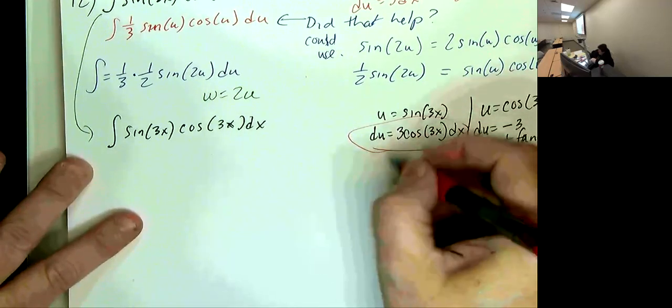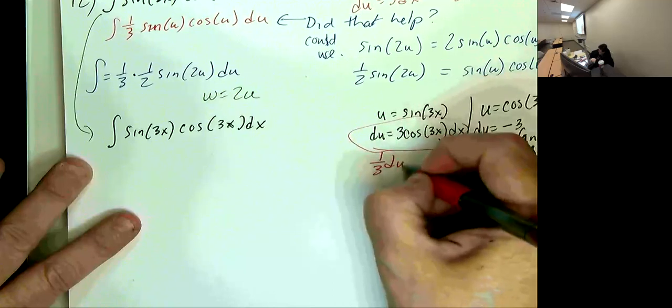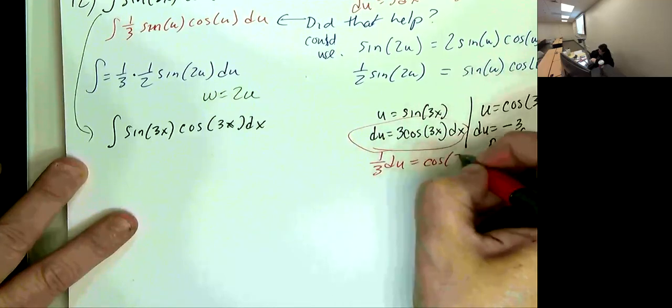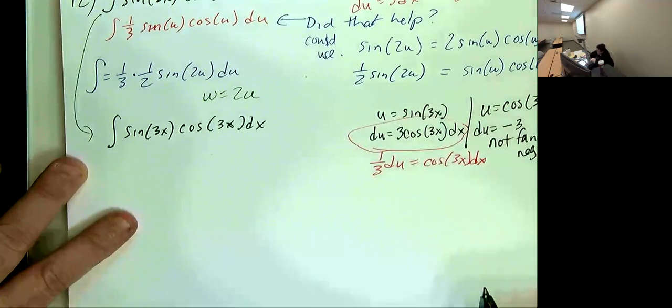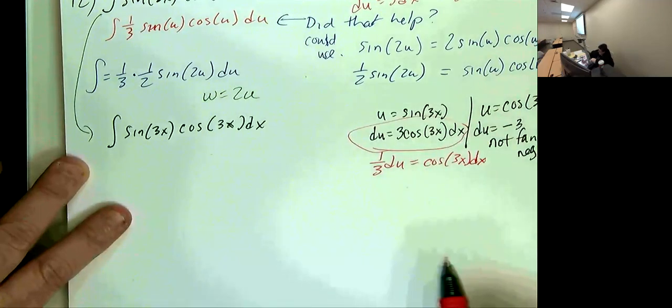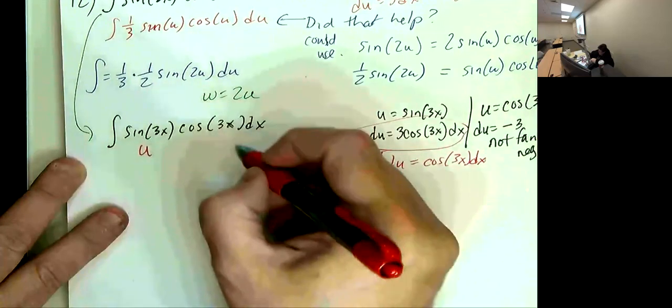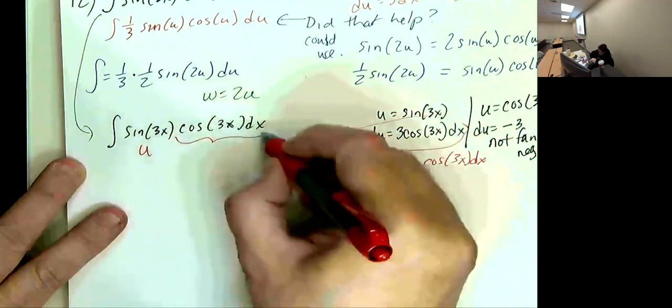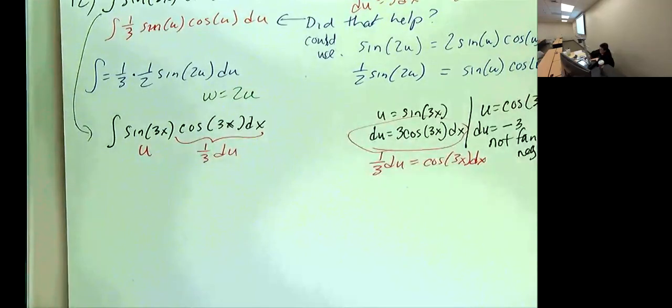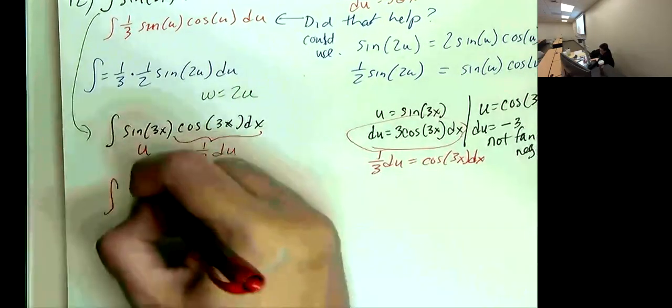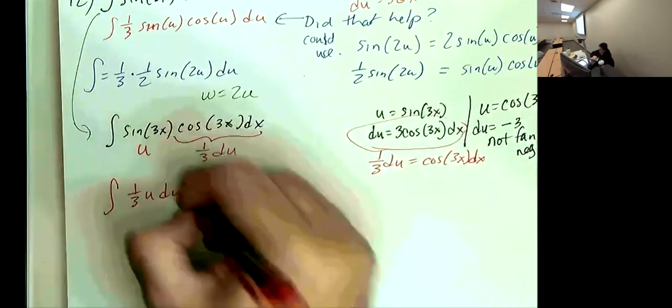And I can move the 3 over. 1/3 du equals cosine 3x dx. And that's my u. And this is 1/3 du. So I have the integral of 1/3 u du.